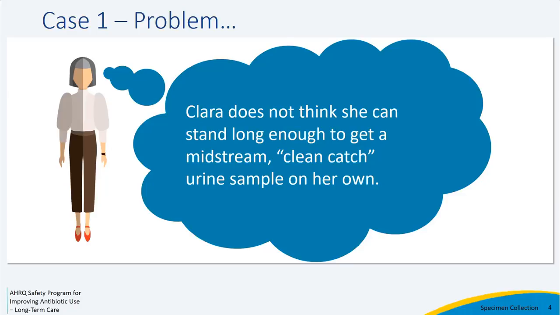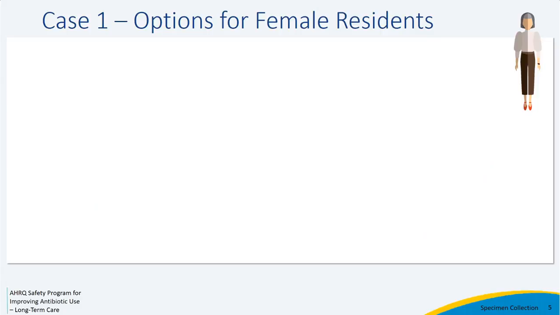Unfortunately, Clara does not think she can stand long enough to get a midstream clean catch urine sample of her own, which would be the preferred method of collection in this instance. This is often the case for residents in nursing homes, so let's discuss some alternatives for collecting the urine if these midstream specimens cannot be collected by the resident alone. Take a minute now to think of some alternatives to collect the urine in this situation, and consider the pros and cons of each. Then we will discuss the possibilities.